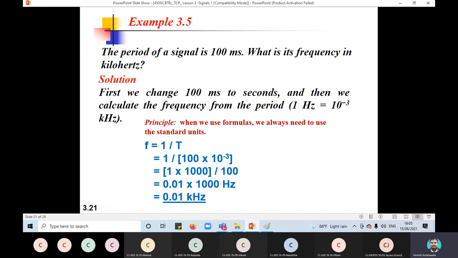So what I have done here is to show you something. They were asking you to write the answer in kilohertz. Now without changing the formula, I have simply transferred this 10 to the power negative 3 upwards. So here we already have 1 times 1000 divided by 100. Then I'm going to divide 1 by 100, keeping 1000 as it is. So 1 divided by 100 is 0.01, times 1000 hertz, because f is in hertz.